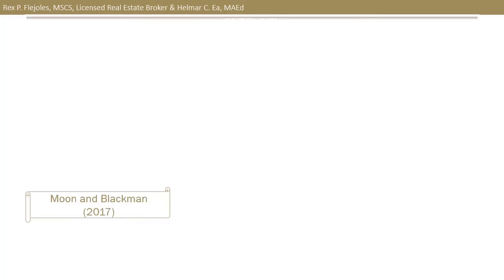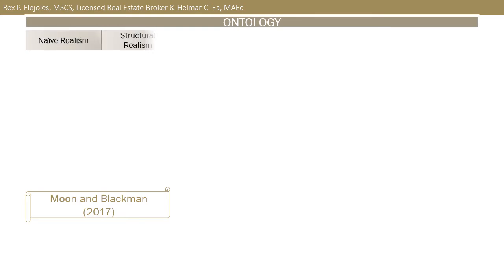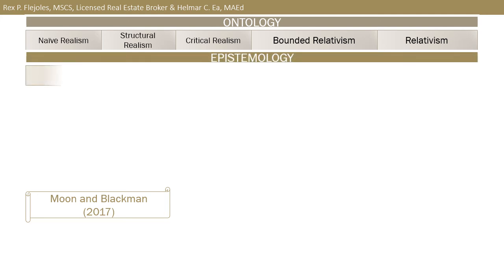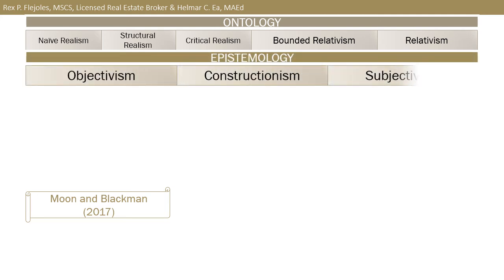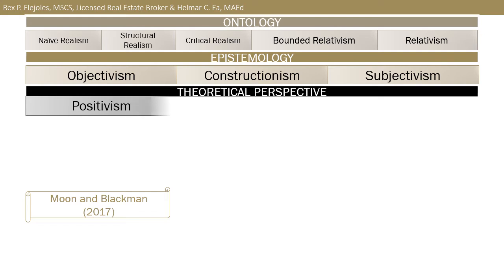The following figure is an illustration from Moon and Blackman on the relationship of the three branches of philosophy identified in the previously mentioned framework. Examples are not exhaustive.